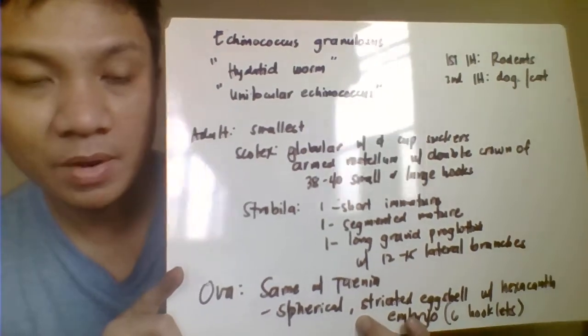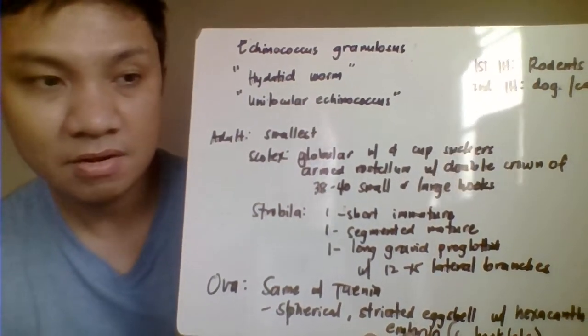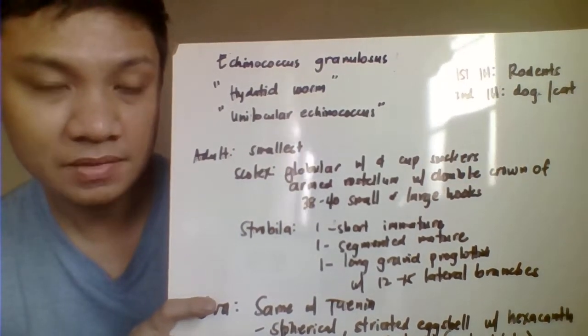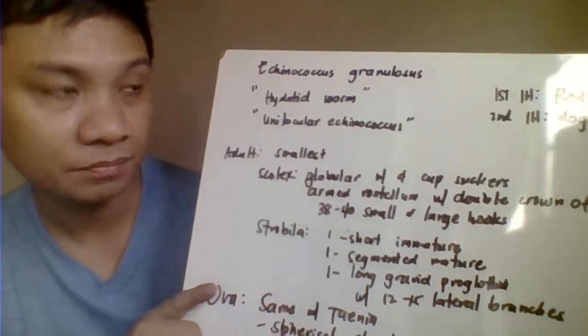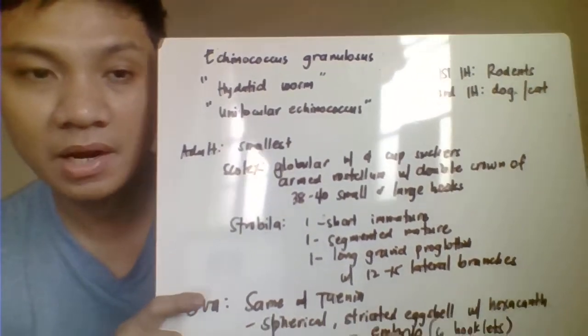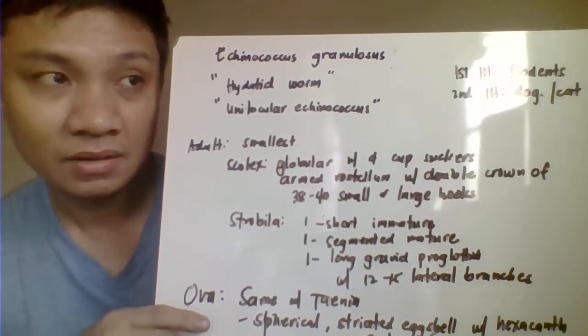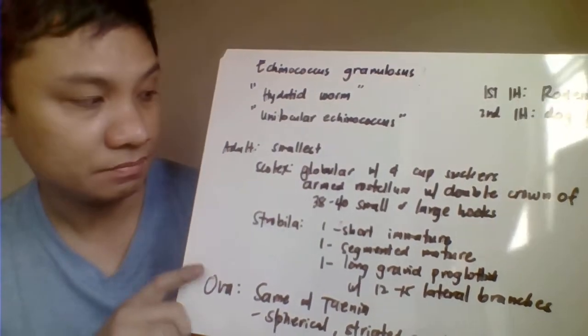Okay, now next one, we have here your Echinococcus granulosus. So this is your hydatid cyst worm. Okay, this is your hydatid worm. It's also called here your unilocular hydatid worm. The first intermediate hosts of this one are rodents like rats, for example, whereas your second intermediate host would be the cats or even the dogs.